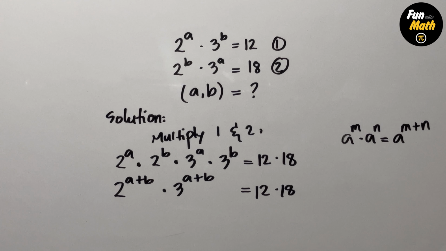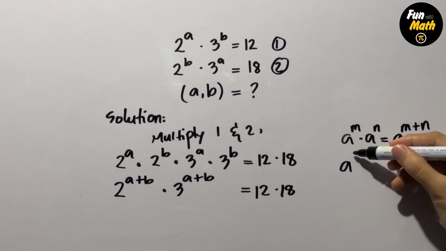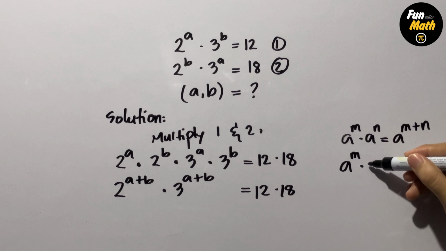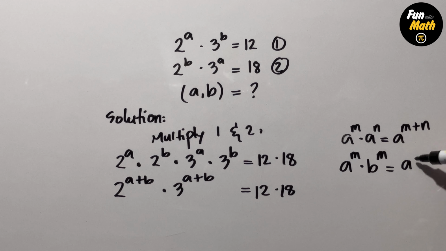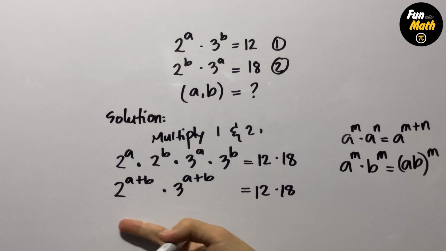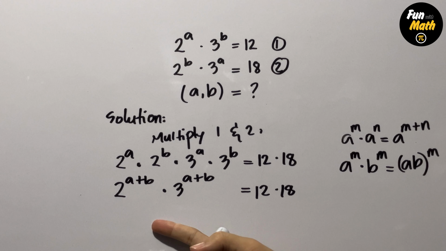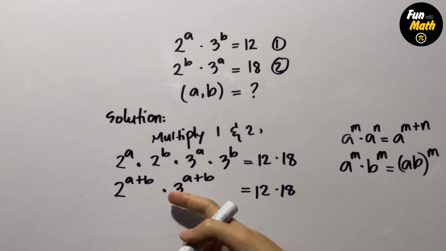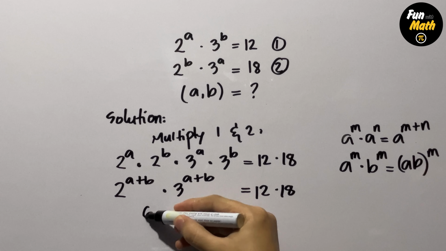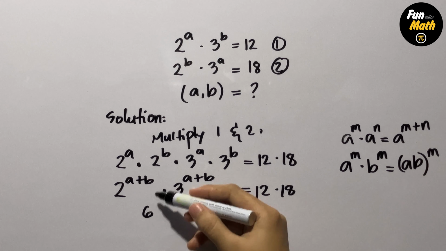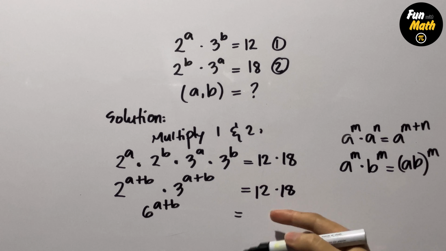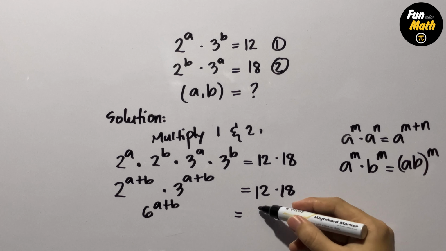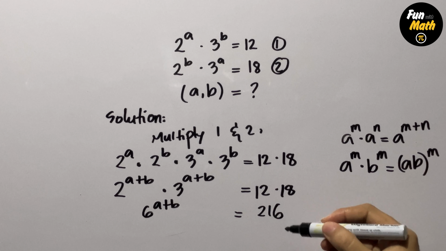Now, another rule of a power, we have a to the power of m times b to the power of m, which is also equal to ab whole to the power of m. So for this, we need to multiply the bases, 2 and 3, and that is 6, then to the power of a plus b equals 12 times 18, that is equal to 216.